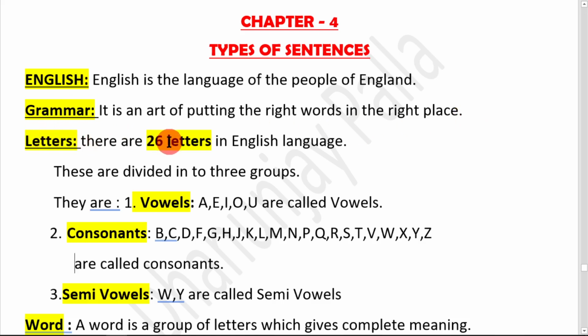Letters. There are 26 letters in the English language. These are divided into three groups. They are vowels: A, E, I, O, U are called vowels. And consonants: B, C, D, F, G, H, J, K, L, M, N, P, Q, R, S, T, V, W, X, Y, Z are called consonants. Afterwards, there are the semi-vowels. W and Y are called semi-vowels.